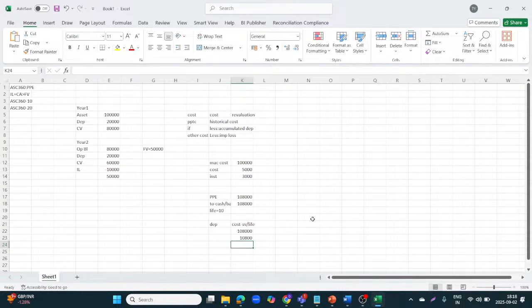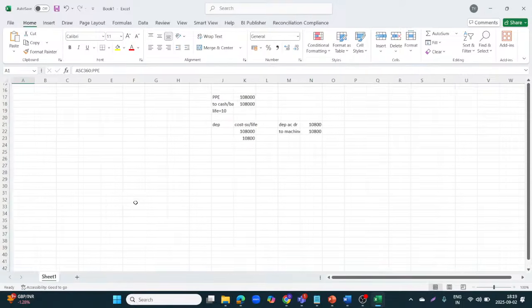Okay, so your journal entry will be: depreciation is an expense, so depreciation account debit to machinery account credit, because the value of the machinery gets reduced. So machinery account credit with the amount. This is your journal entry for depreciation. Okay, so this was all there in Accounting Standard Codification 360, property, plant and equipment.